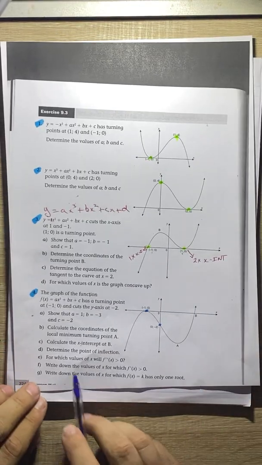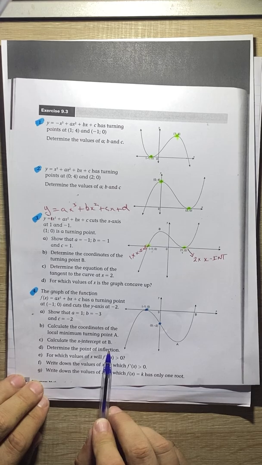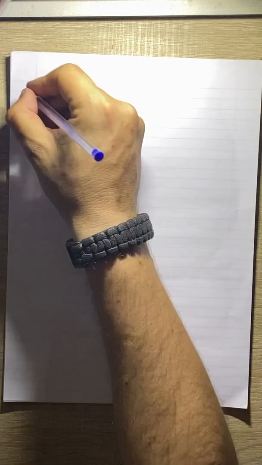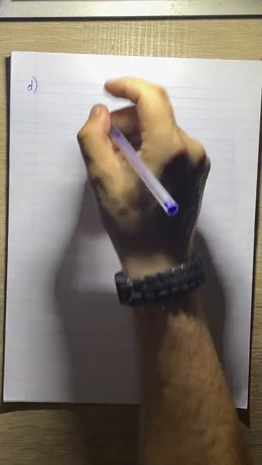All right. Right, let's have a look at question D. Question D says, determine the point of inflection. Okay, so to work out points of inflection, we have to find the second derivative, and we set that second derivative equal to 0.